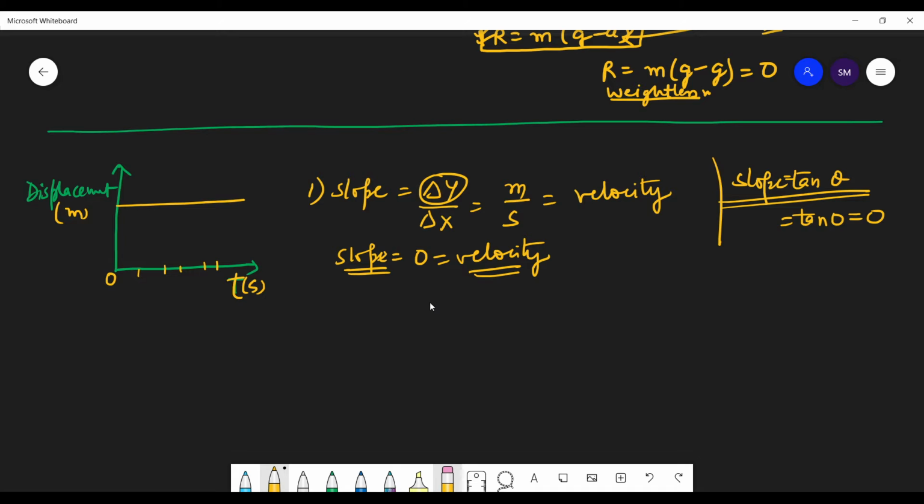So velocity is 0, so there is no change in position, which means the object is at rest. Yes or no? Yes, sir. So the object is at rest. Okay. Next graph.